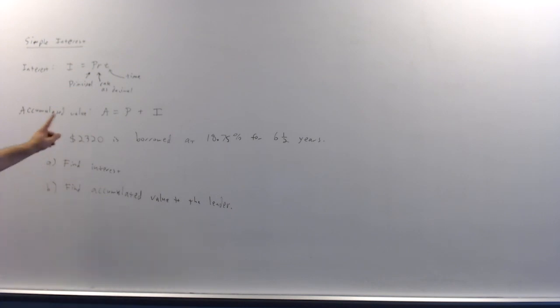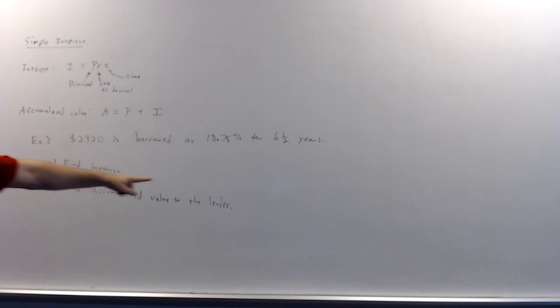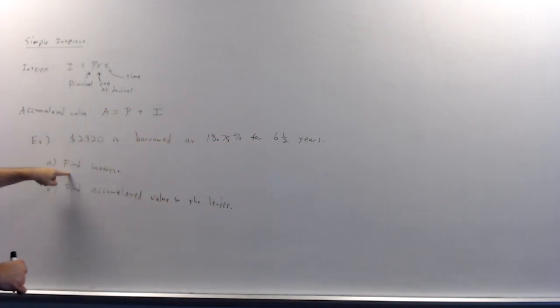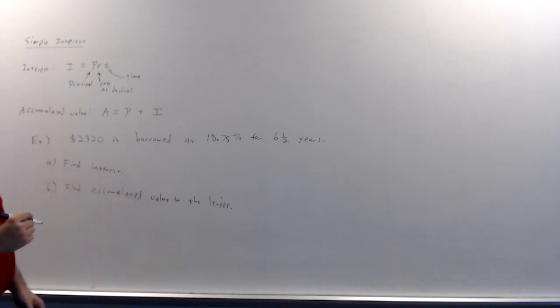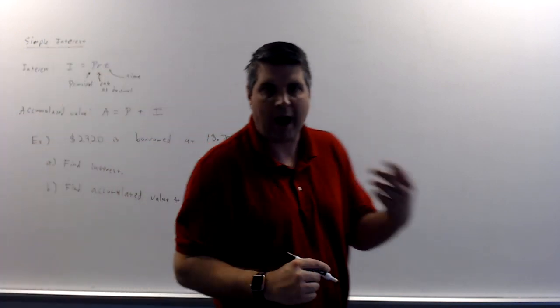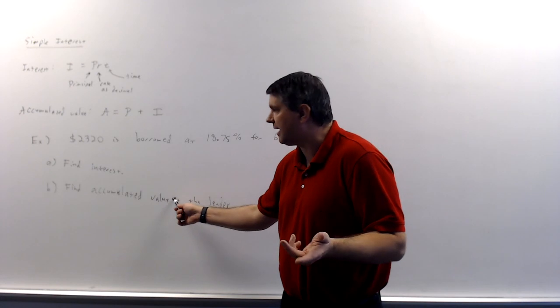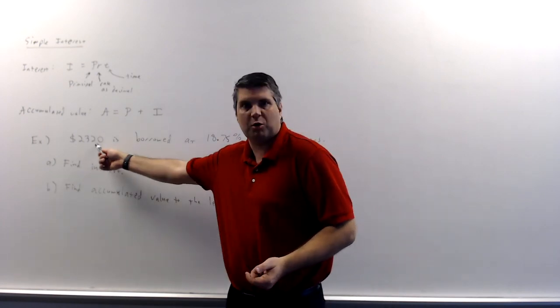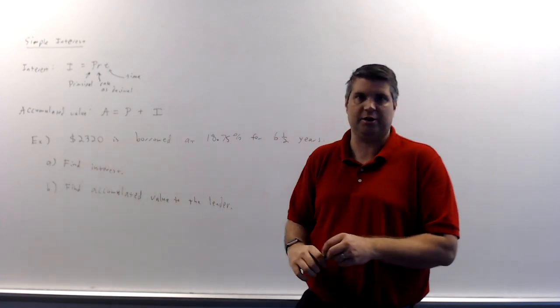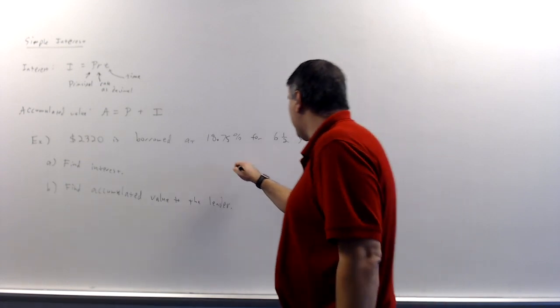So, $2,320 is borrowed at 18.75% for 6.5 years. A, find the interest. B, find the accumulated value of the account to the lender. Okay? Because why is the accumulated value of the lender? Because they're going to get $2,320 worth of payments out of you plus the interest. Okay? So A.